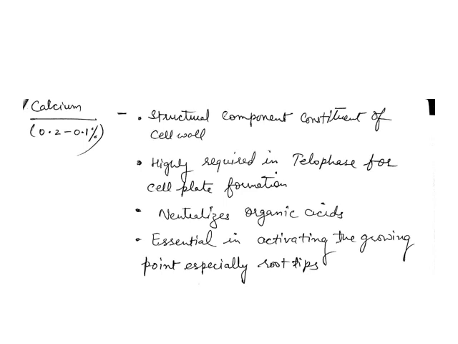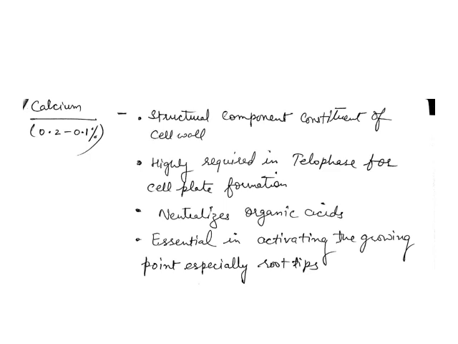Now we move to another macronutrient, that is calcium. We have seen nitrogen, phosphorus and potassium. Calcium is required for plant growth at 0.2 to 1%. What is the role of calcium? It is the structural component or constituent of the cell wall.